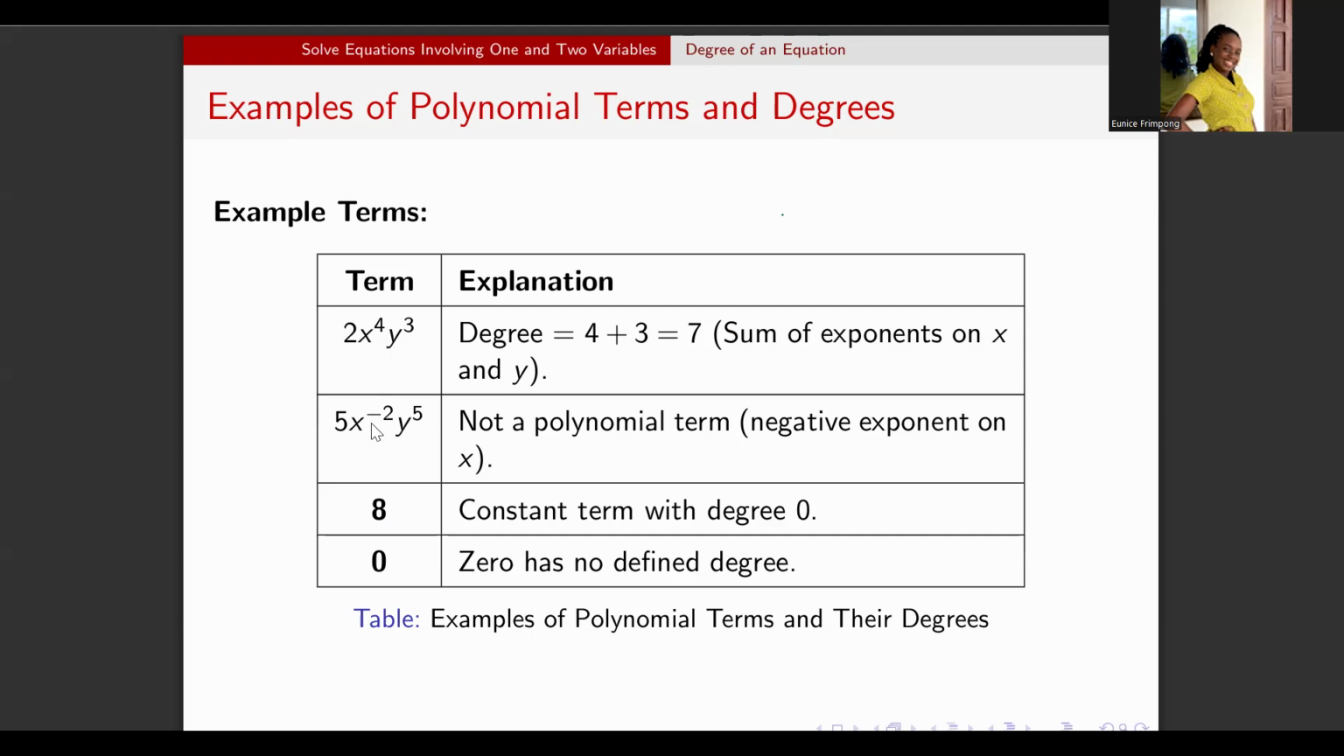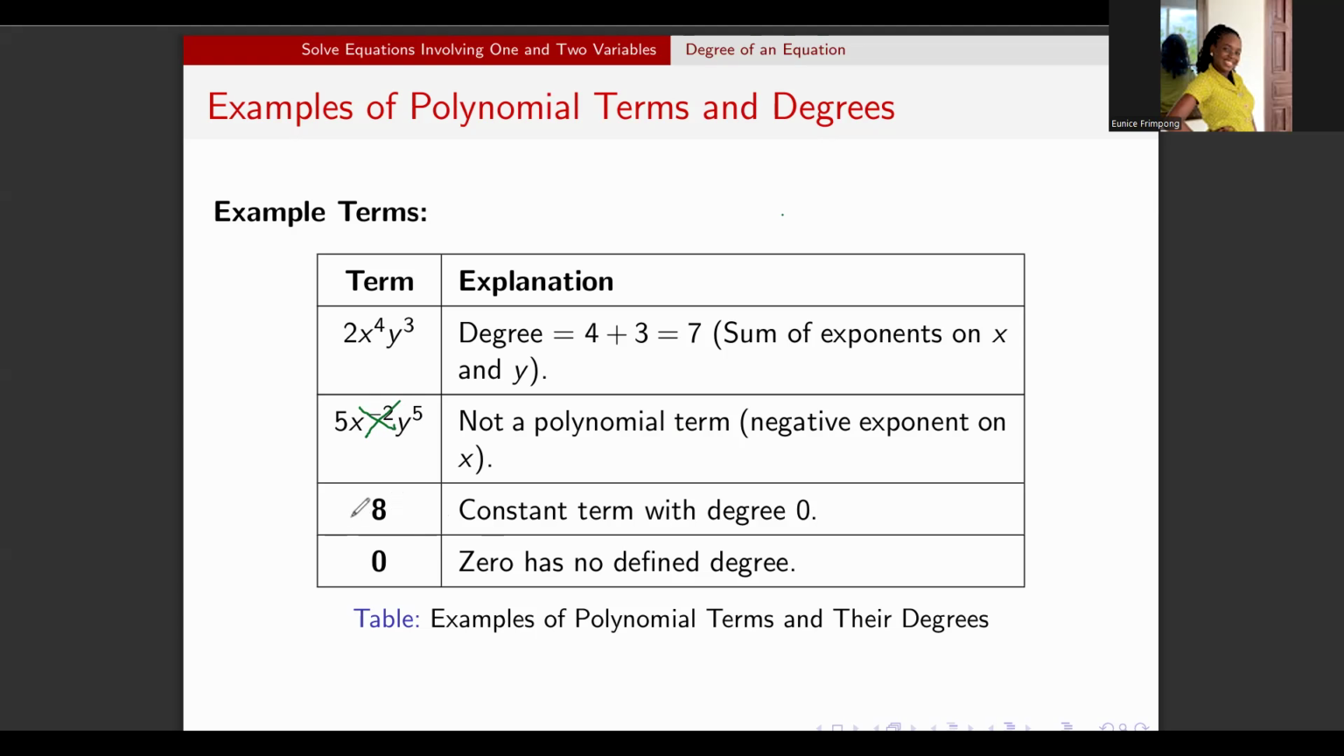What about question number 2? 5x to the power minus 2, y to the power 5. In the first place, this cannot be a term of a polynomial because we indicated in the previous slides that the exponents must be greater than 0. It cannot be negative. Once we see a negative in the exponents, this is disqualified from being a term of a polynomial. So this expression is not a term of a polynomial. So we don't even need to go further to find a degree.